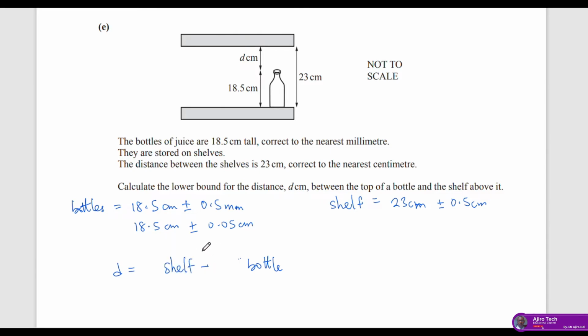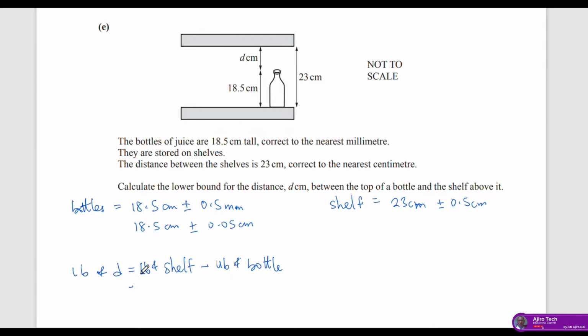Now, since you're looking for the lower bound of this, to get the lower bound you need the lower bound of shelf minus the upper bound of bottle. So lower bound of shelf, upper bound of bottle, to give the smallest answer possible. What is the lower bound?